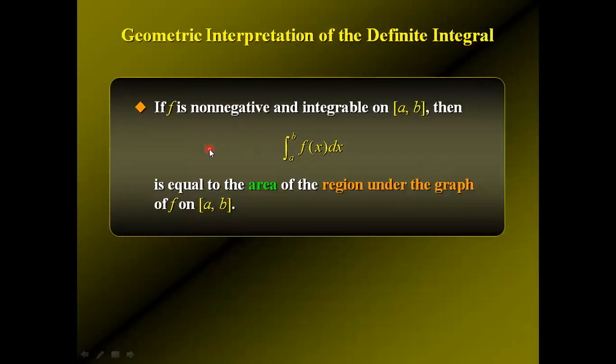Now, the geometric interpretation of the definite integrals. If f is non-negative and integrable on [a, b], then this definite integral is equal to the area of the region under the graph of f on [a, b]. We have seen this in our first slide. This means the total area under the graph of f on the same interval [a, b]. This is the geometrical interpretation of the definite integral. Remember it.